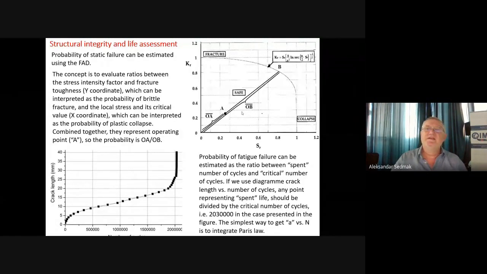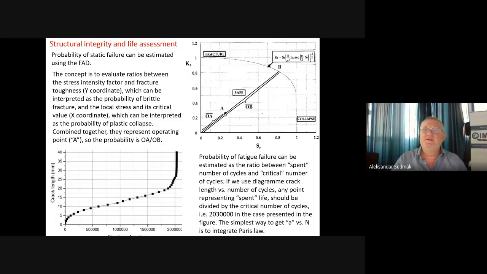If you look at this diagram, this point A corresponds to the service parameters. And if there is a non-acceptable defect with known dimensions, we can calculate both SR, which is the X coordinate, and KR, which is the Y coordinate, and we can position our point somewhere on the diagram. Let's say it is positioned here.